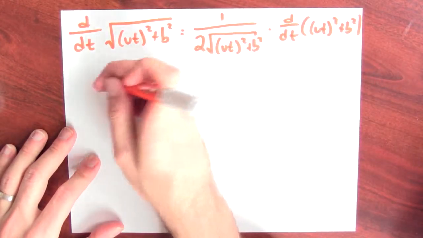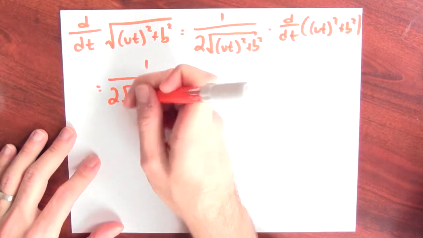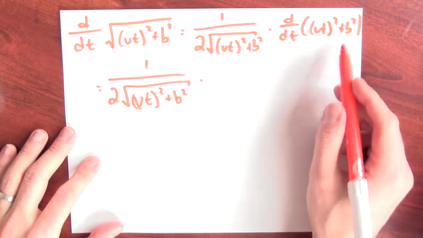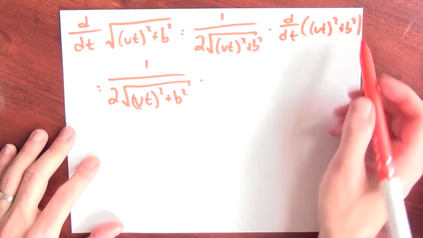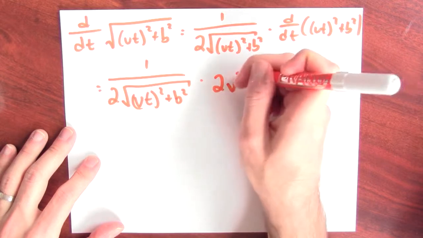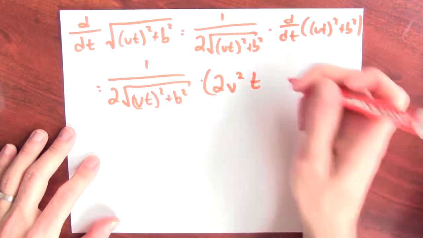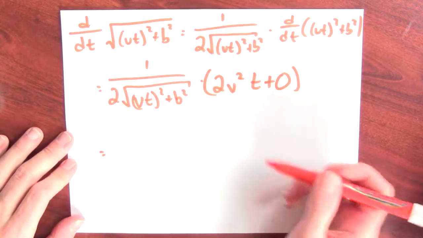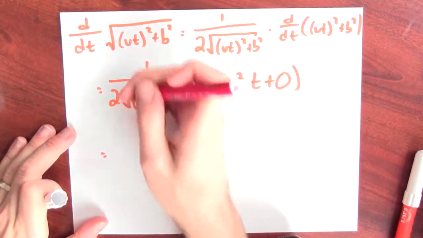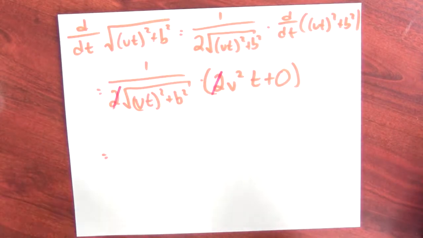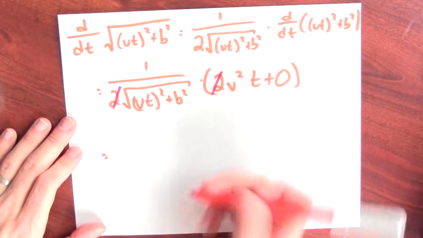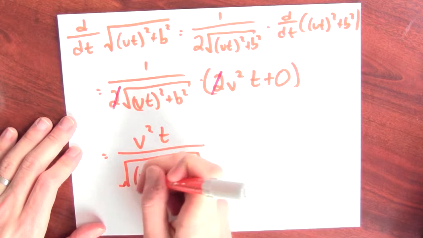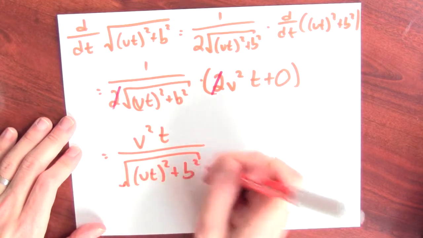Now I'll just copy down the same thing, 1 over 2 square root of vt squared plus b squared times, what's the derivative of this? Well, it's the derivative of vt squared, so that's 2v squared t, plus the derivative of b, which is 0. So now I could write this all together. I could, for instance, cancel this 2 and this 2, and get that the derivative of the distance between you and the car is v squared t over the square root of vt squared plus b squared.